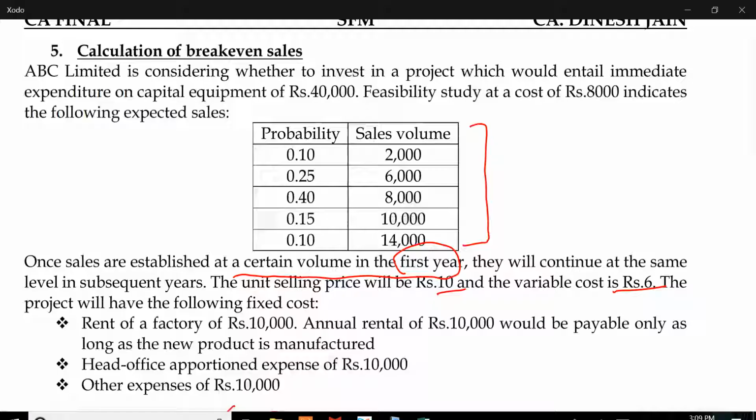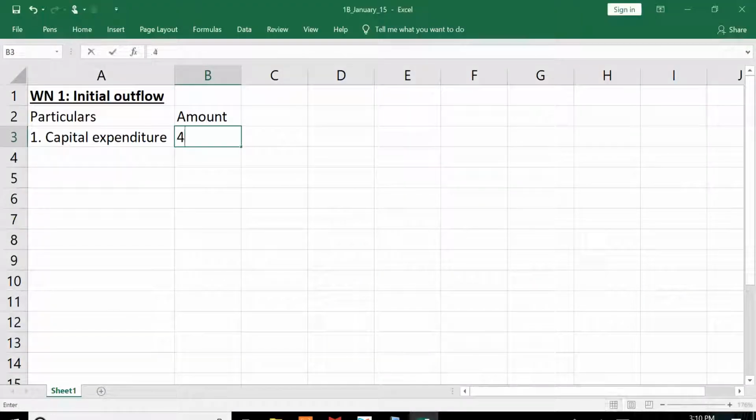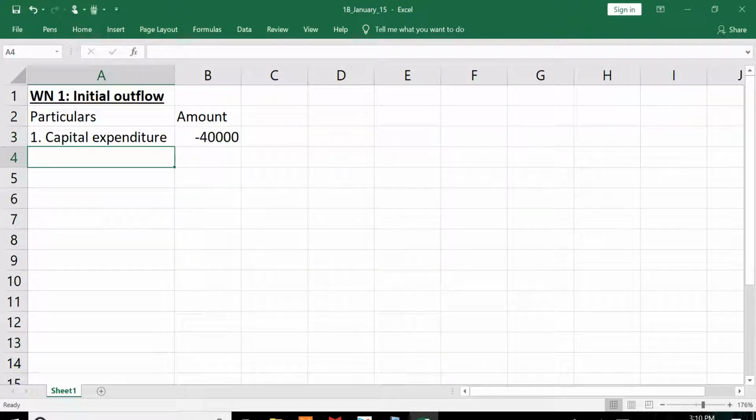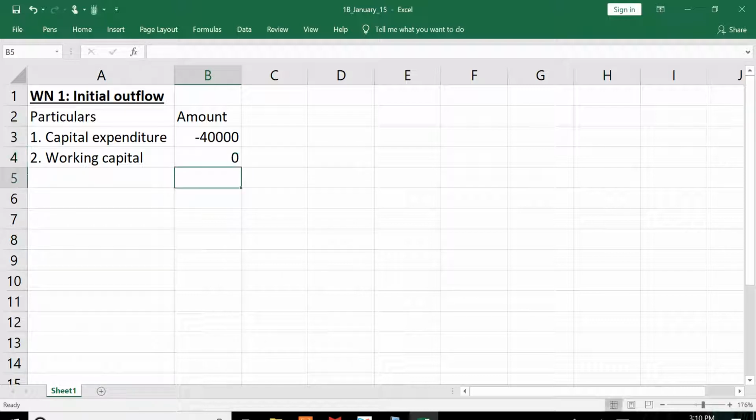What is the capex to do this project? How much? 40,000. Capital expenditure is negative 40,000. Point number 2, working capital. Any information on any working capital requirements? If nothing is there, we will write 0. Some question may indicate. There is no information on working capital, so 0.